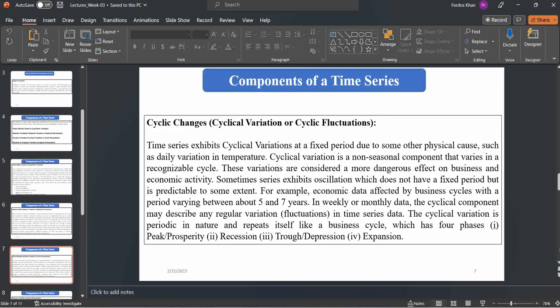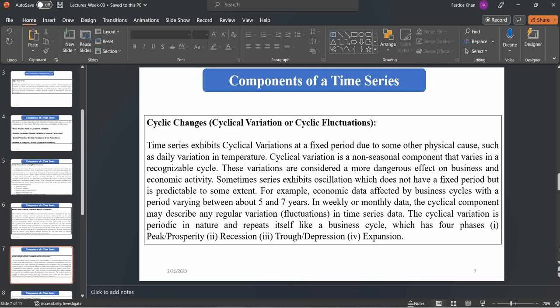Cyclic changes. The time series exhibits cyclical variation with a fixed period due to some other physical causes, such as daily variation in temperature. Cyclical variation is a non-seasonal component that varies in a recognizable cycle. These variations are considered to have a more dangerous effect on business and economic activity.